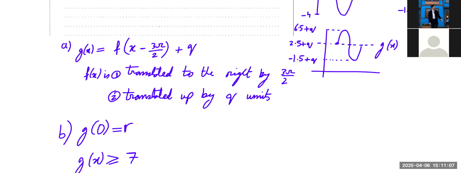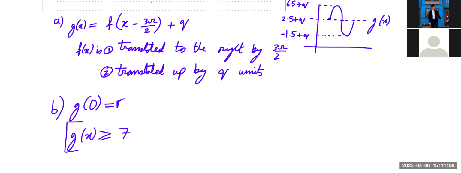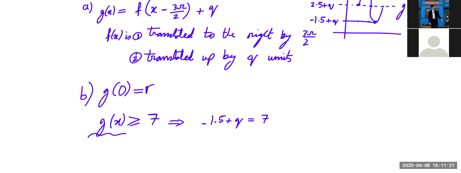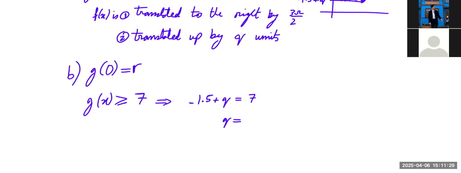And as you can see, they've told you that the minimum of g of x is 7, which means that we can now claim that minus 1.5 plus q must be equal to 7, because the bottom of the graph has to be 7, because it says it's always more than or equal to the bottom, right? So q is therefore 7 plus 1.5, which is 9.5.